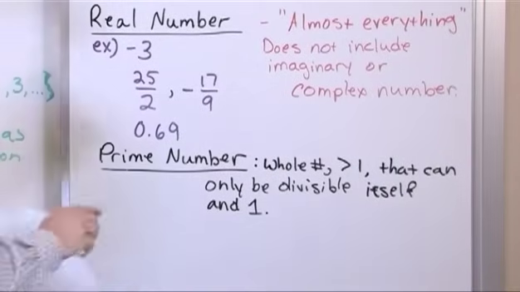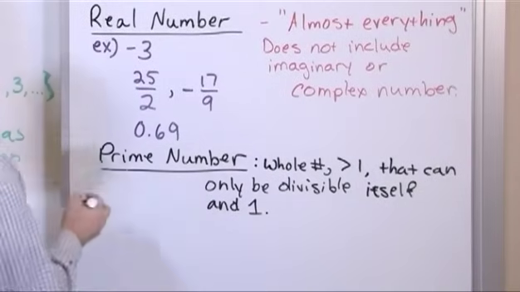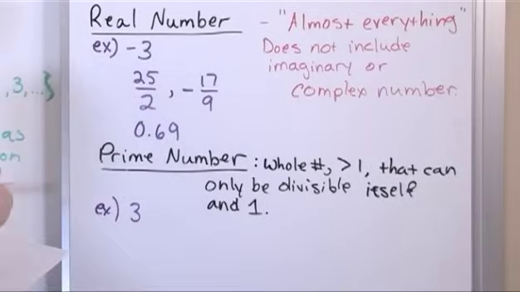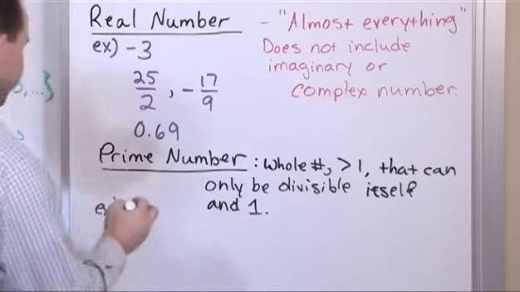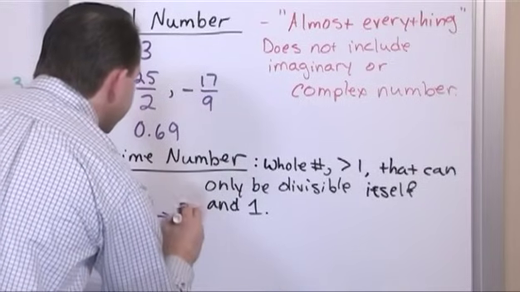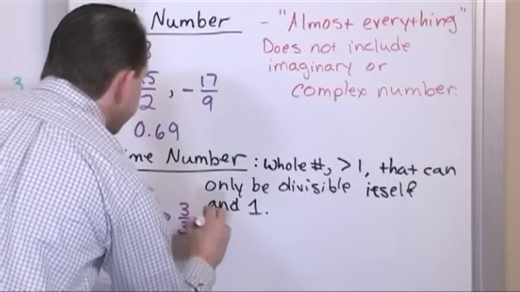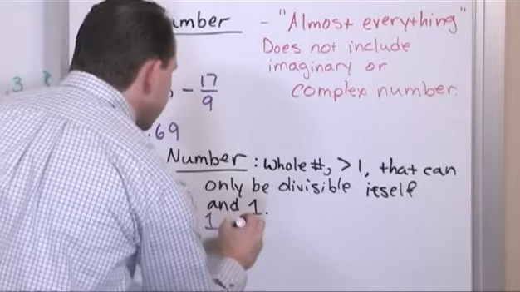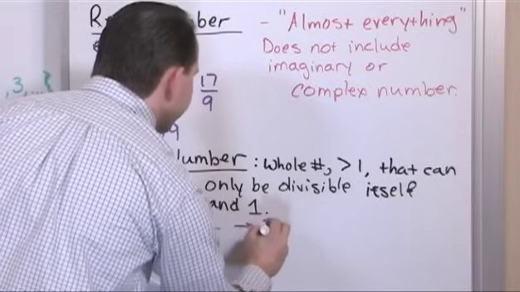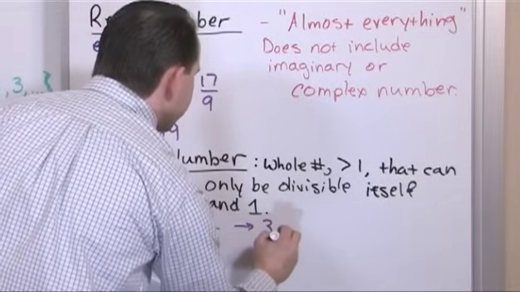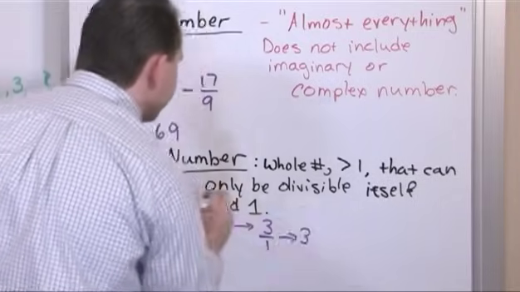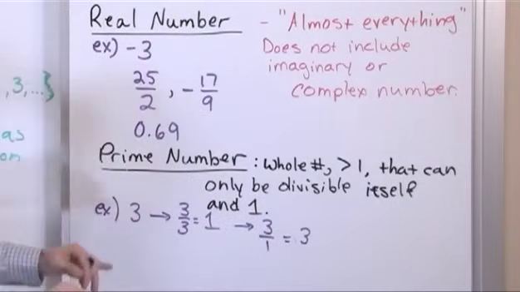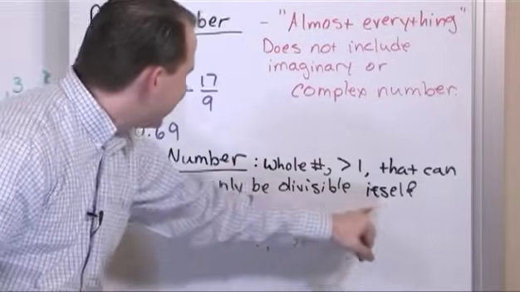So we'll give a couple of examples. Obviously, that's what we want to do. We want to learn by doing. So the number 3. The number 3 is a prime number. And the reason is because you can divide 3 by itself and you'll get the number 1. Right? It divides evenly. You can also take the number 3 and divide it by 1, and then you're going to get 3. So that divides evenly also, right?